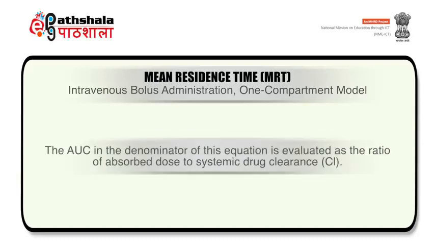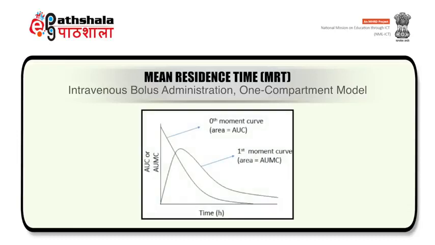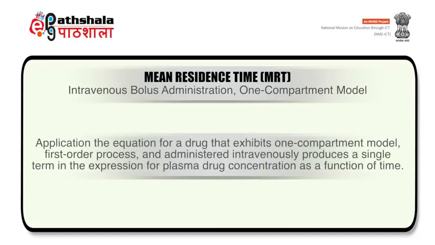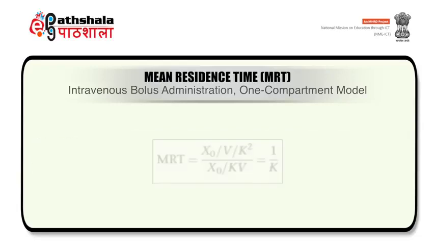The AUC in the denominator of this equation is evaluated as a ratio of absorbed dose to systemic drug clearance. The figure shows the AUMC and the AUC for a one compartment drug administered as an IV bolus. Application of the equation for a drug that exhibits a one compartment model, first order process and administered intravenously produces a single term in the expression for plasma drug concentration as a function of time, and again here MRT is equal to 1 upon K, where K is the elimination rate constant and V is the apparent volume of distribution.